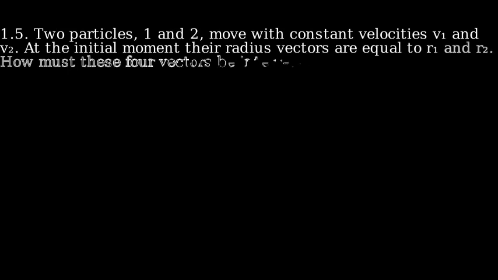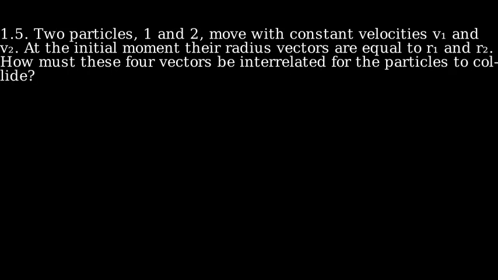In this physics problem, we need to find the condition for two particles to collide. Let's look at the problem. Two particles, 1 and 2, move with constant velocities v1 and v2. At the initial moment, their radius vectors are equal to r1 and r2. How must these four vectors be interrelated for the particles to collide?